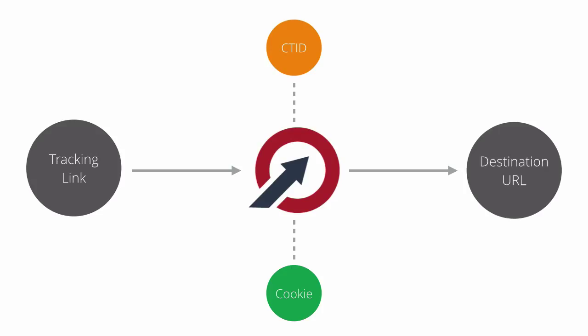Now, once we have put the cookie on the user's computer and generated a unique CTID, we then redirect the visitor to the destination URL. And the entire process can take less than a second, so you'd barely notice this happening. Now, what happens when the visitor gets to your destination URL? So let's take a look at that.